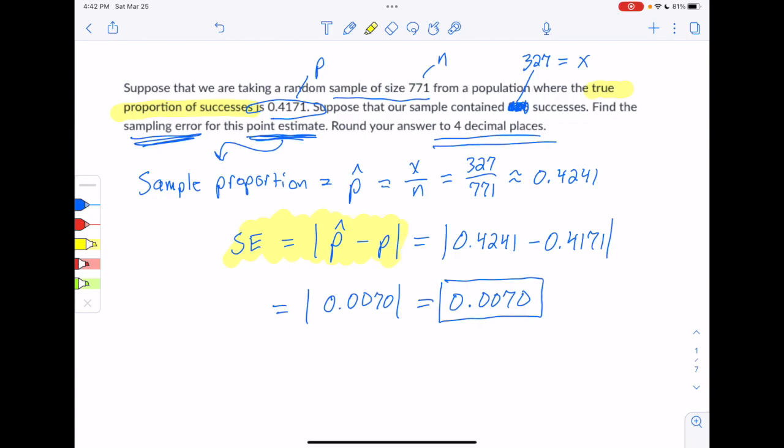Sampling error is the absolute value of the difference between your sample proportion and the true proportion. So it's actually quite easy in the sense that it's just a subtraction, but it's tricky in that there's a couple other more complicated problems that use the phrase sampling error in them. So you have to be really careful with the wording to make sure that you don't get off track here.